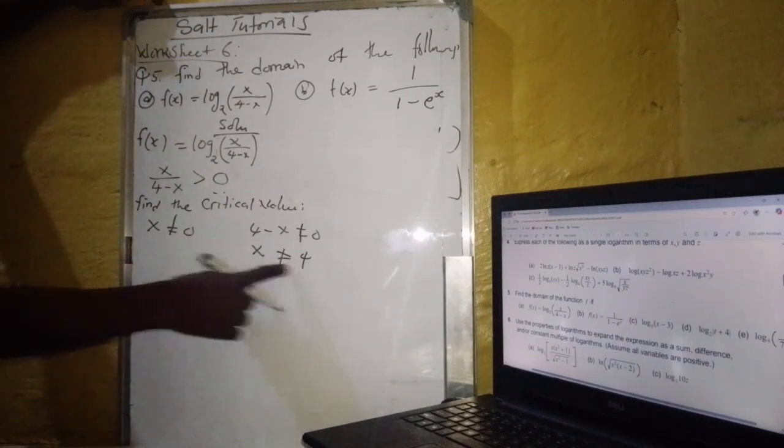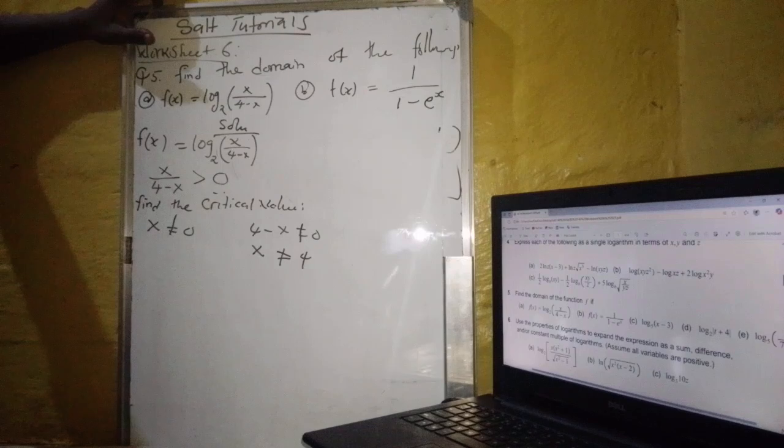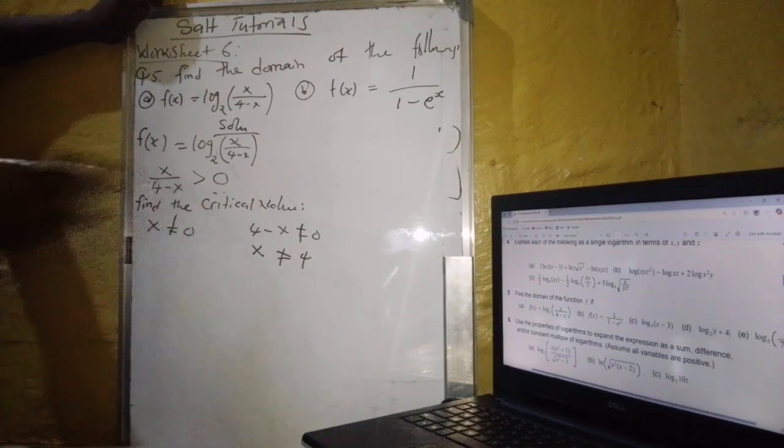So these are the two critical values. Now the question is, what will be your domain, or what are the values of x in this case from these critical values?